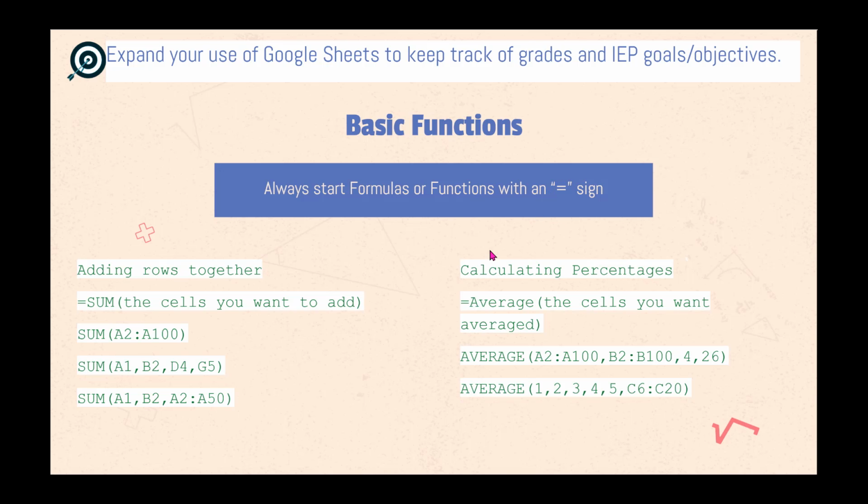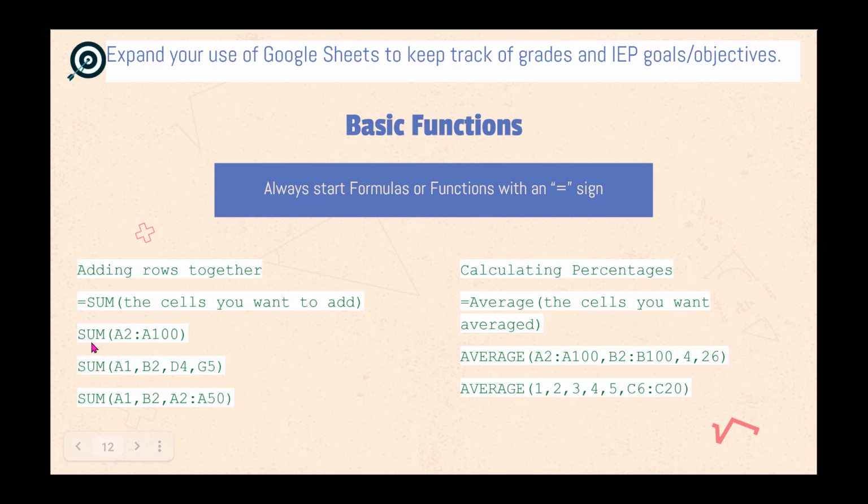And the two most common formulas we need in education are usually figuring out the sum, or adding rows together, or calculating percentages or the average. So if you look at these bottom three examples here, over on the left-hand side, you can see that you have different options for how to add columns up.